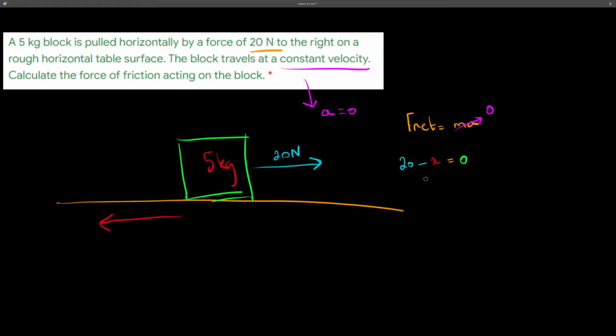Now knowing this, we can simply add x to both sides, so the force acting against it is going to be equal to 20 newtons. So we can write here 20 newtons to the left. Why is it to the left? Because it's friction and it's acting against the object. So the answer to this question is 20 newtons to the left.